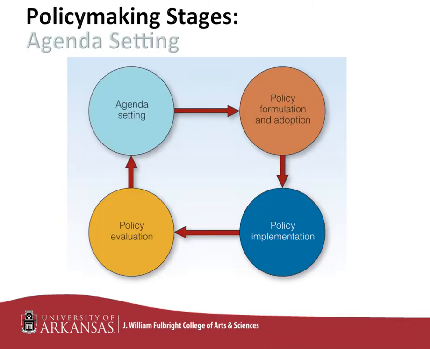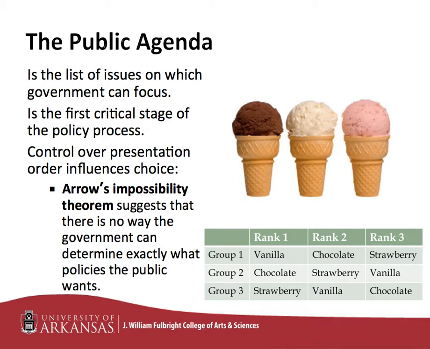So first of all, let's take a look at the agenda setting stage, which is the very first stage. Now, with the public agenda, what we're looking at is the list of issues on which government can focus. And this obviously is the first and most critical stage of the public policy process. Unless government gets the issues, it doesn't know what to make decisions over. It's also critical in the sense that control over the presentation order influences the choices that people make.